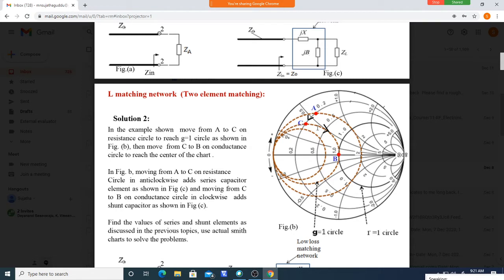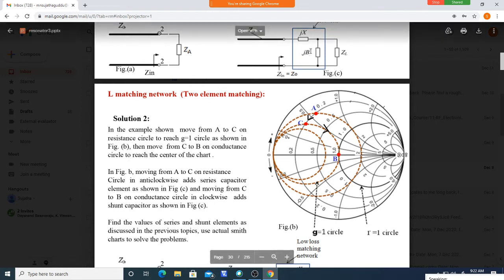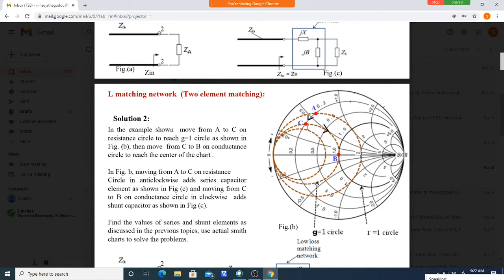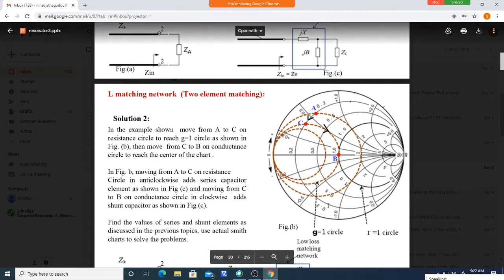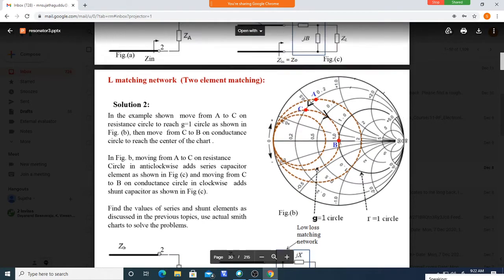If you move like this in the opposite direction, clockwise direction here. So on the conductance circle, in the anti-clockwise direction, it adds an inductor in shunt, and moving on the resistance circle in the clockwise direction adds an inductor in series. Okay, for the opposite problem.